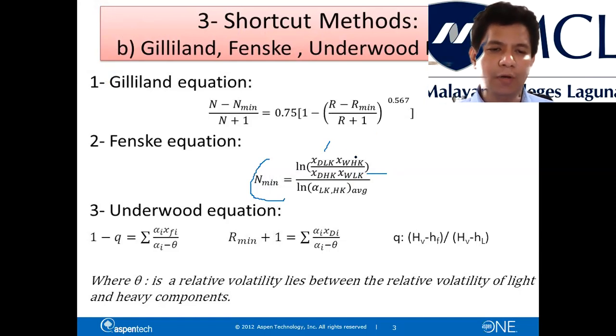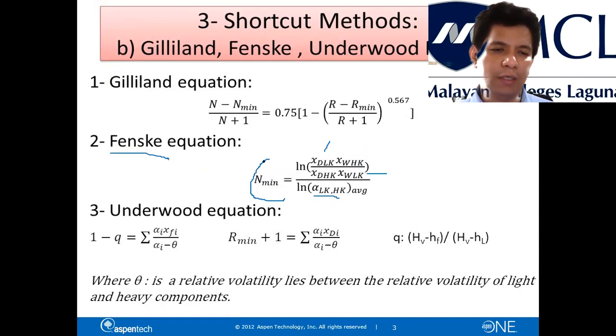Now, XWHK, this is the heavy key. HK stands for heavy key. This is the less volatile component. If you have a binary distillation system, XWHK, if you still remember, is just 1 minus XWLK. But in the case that you have several, or greater than 2 components, this is not equal to 1 minus XWLK. And then we also need the alpha LKHK. This is simply alpha AB, or the relative volatility.